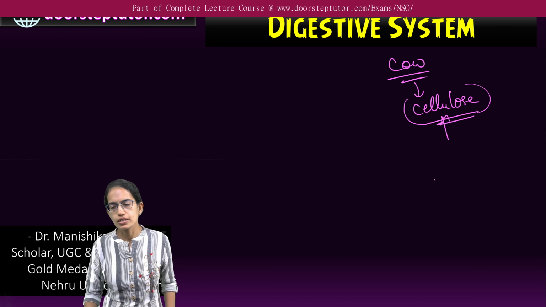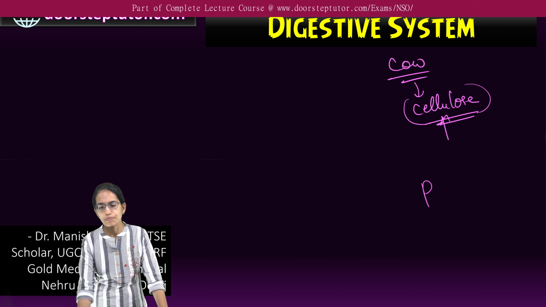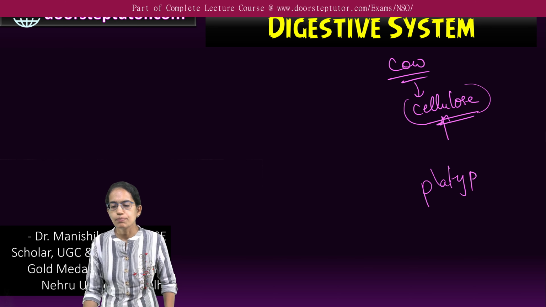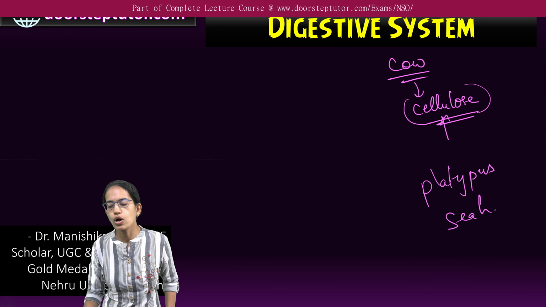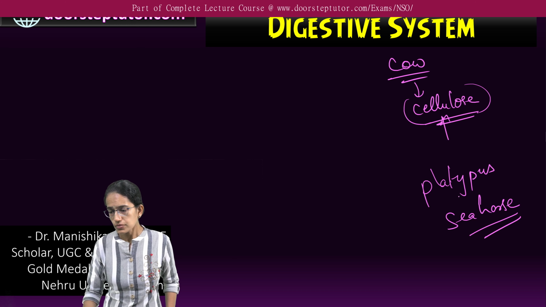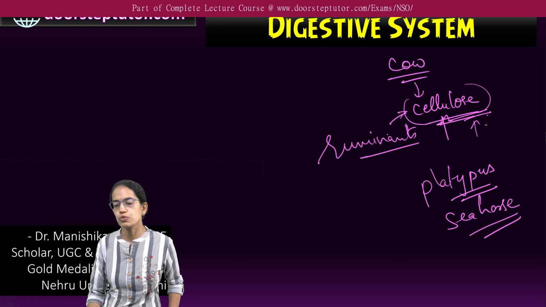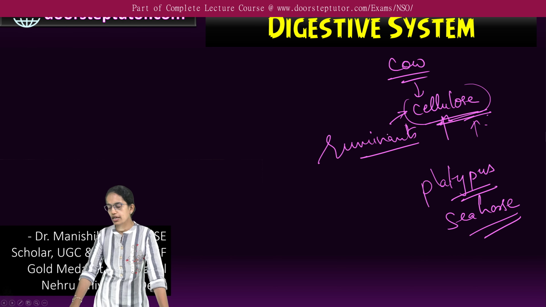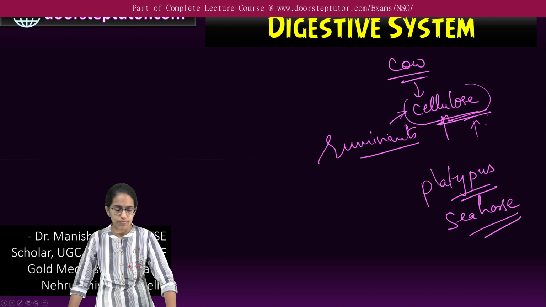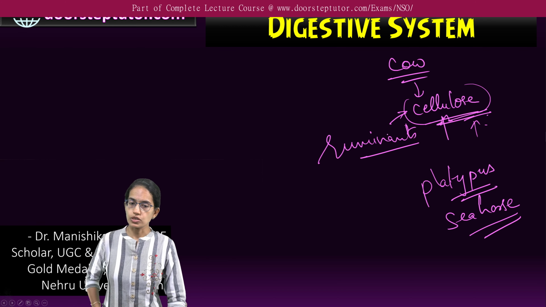Similarly, we do have other organisms, for example, the platypus and the seahorse. The platypus and seahorse do not have a stomach. Food which is rich in cellulose, which is a type of carbohydrate, takes a longer time to digest, and ruminant animals have a higher dependence on food rich in cellulose, and therefore they require additional chambers in the stomach for the process of digestion.